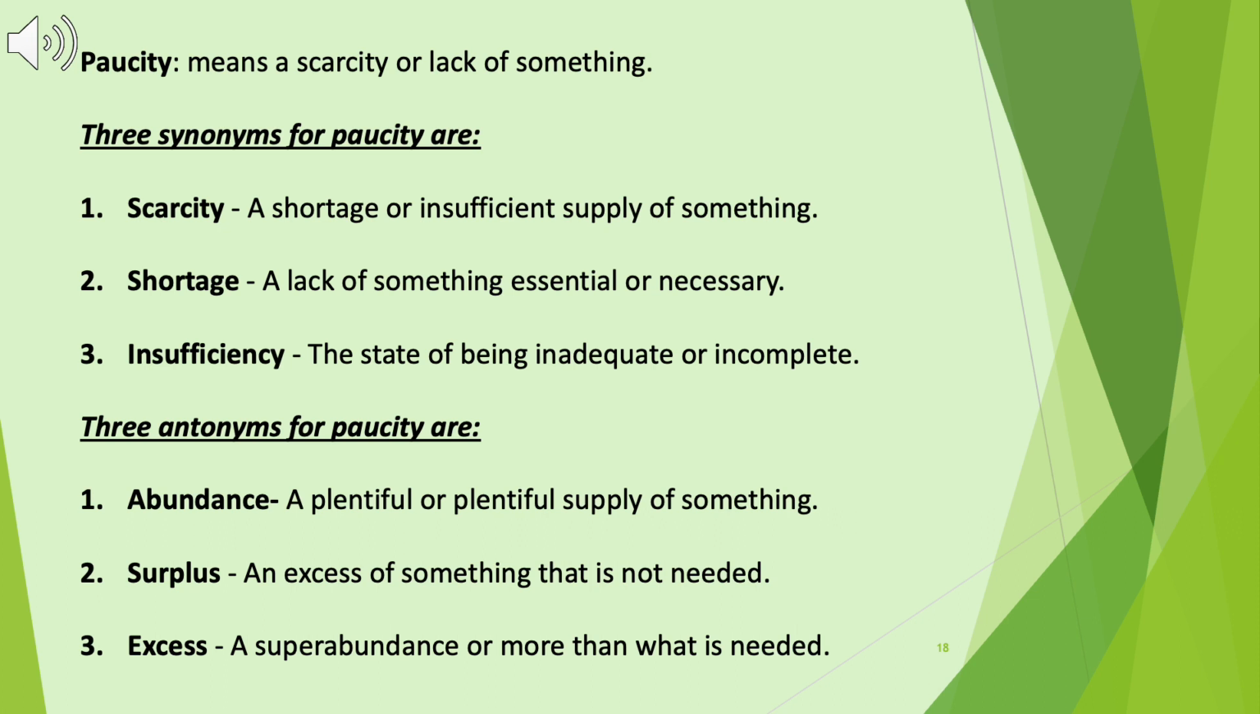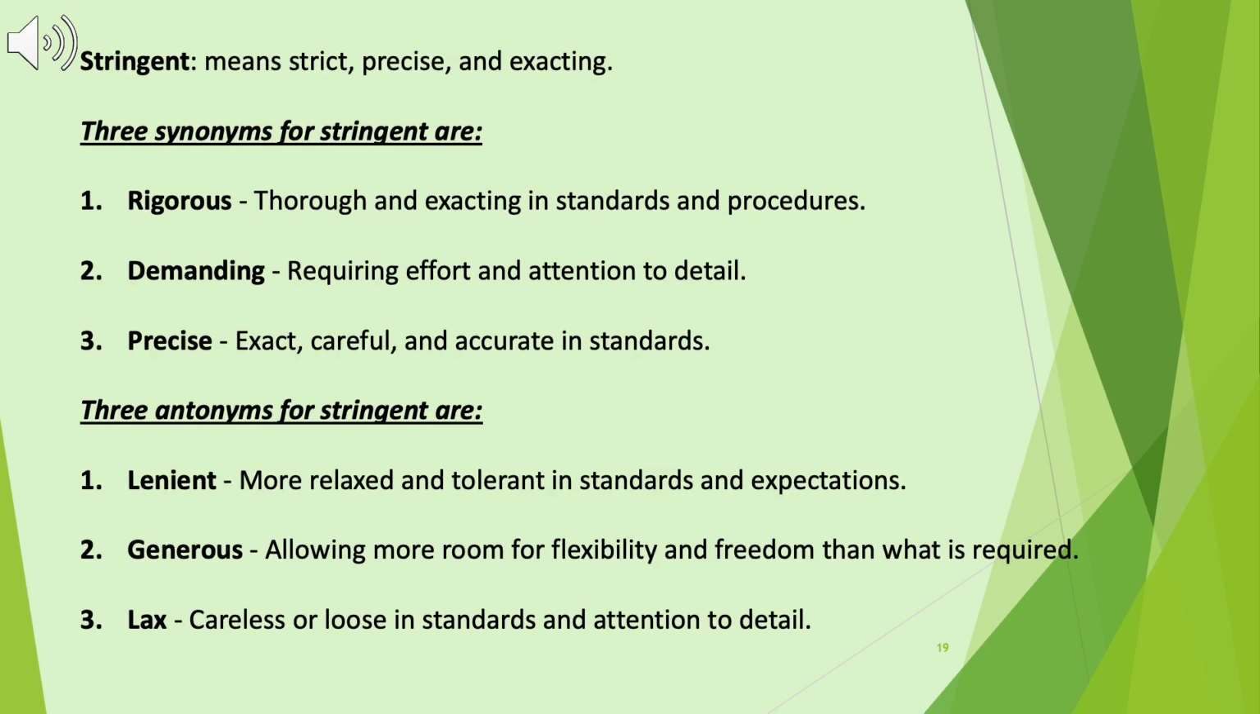Three antonyms for paucity are abundance, a plentiful supply of something. Surplus, an excess of something that is not needed. Excess, a superabundance or more than what is needed. Let's look at word.